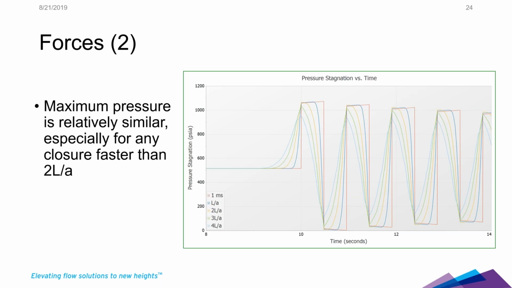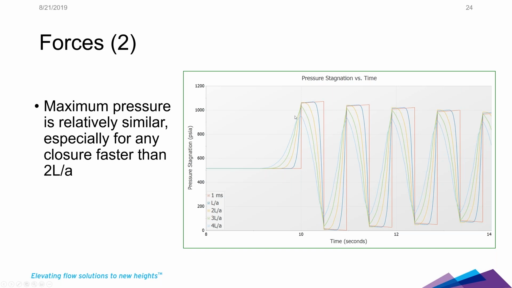Here's the pressure response. I made it so all of those valves, even though they have different closure times, finish closing, where the open percent of the valve is 0, at 10 seconds. So I backtracked it. Some of the valves start closing earlier, like the 4L over A valve starts closing at 10 seconds minus 4L over A, and same going forward. So you can see that all of my maximum pressures happen at exactly 10 seconds.